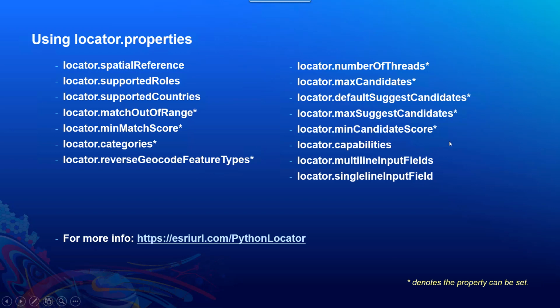I won't read through all of them, but you can ask a locator, hey, what are the categories supported for this locator? Those with a star denote that this property can be set for certain types of locators. For more info and to read all of the documentation about it, you'll want to go to esriurl.com/pythonlocator, and then you can read about all of these different properties and how you would get and set them.